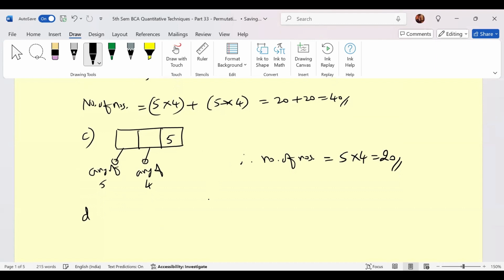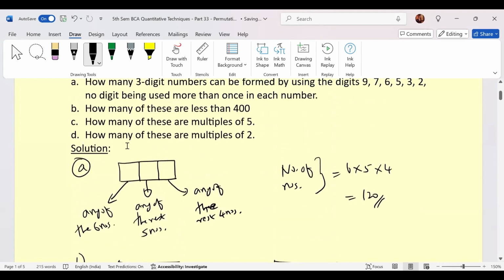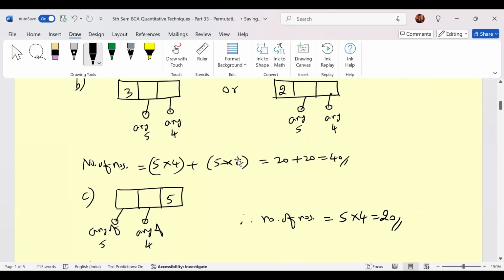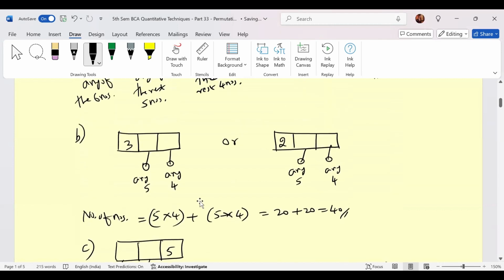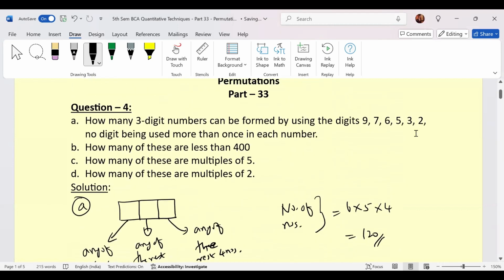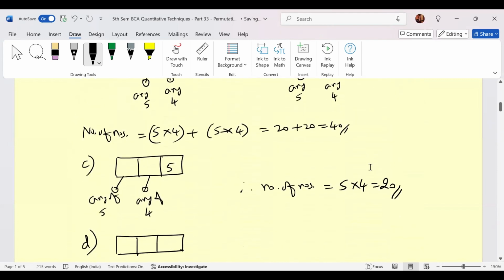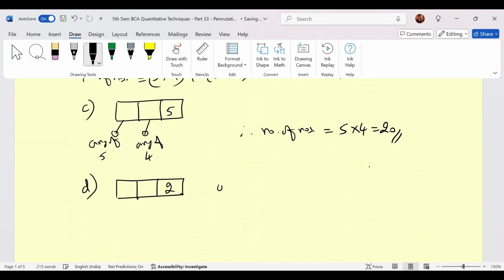Then part D. How many of these are multiples of 2? Multiples of 2 means the unit digit should be even number. Here 2 and 6 are the only 2 even numbers. So either the unit digit can be 2 or the unit digit can be 6. So that means this can be occupied by any of the balance 5 numbers. This can be occupied by any of the balance 4 numbers.